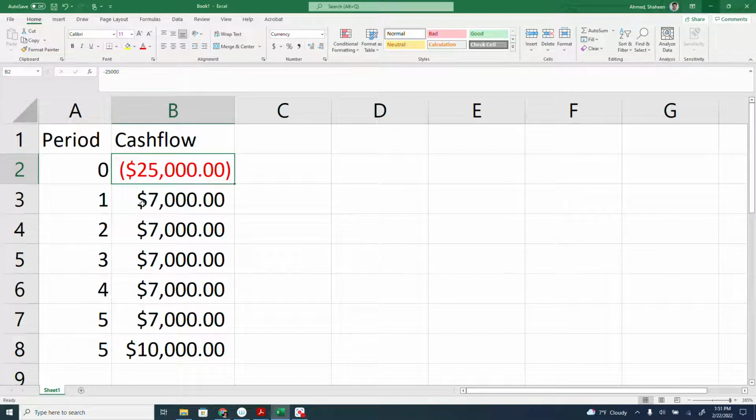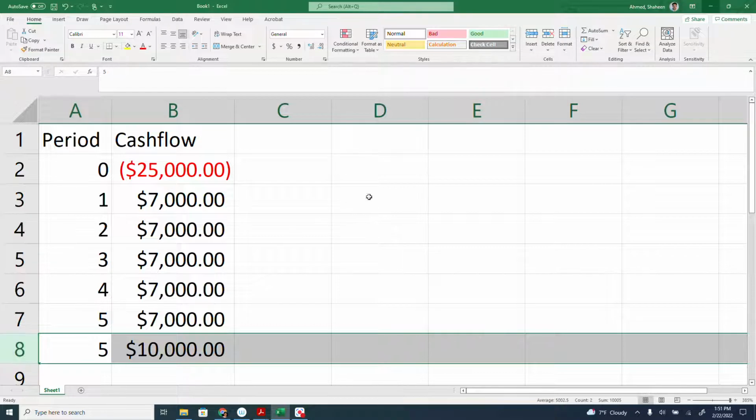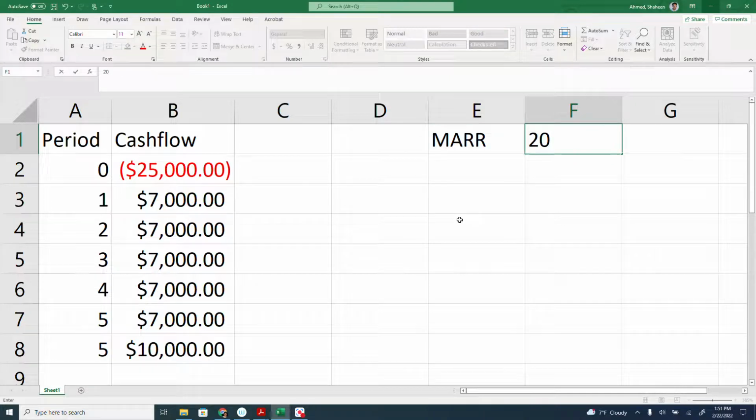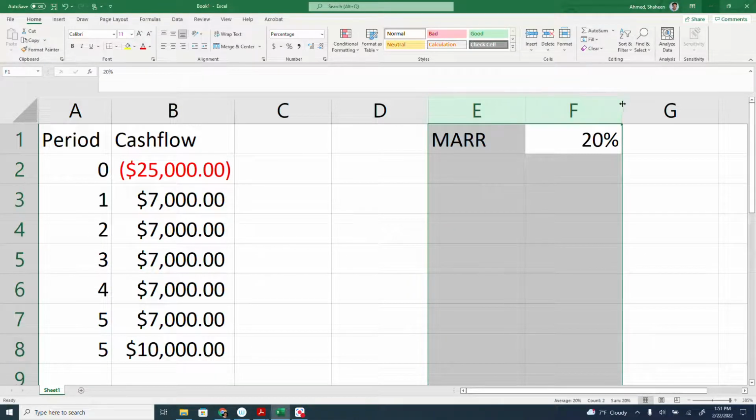And then each year, assume we're going to make $7,000 per year for 5 years. And at the end of 5 years, we're going to sell the car for $10,000. So are we going to invest in this project or not? You have to have a minimum attractive rate given. Let's say you are happy with a 20% return on this investment.